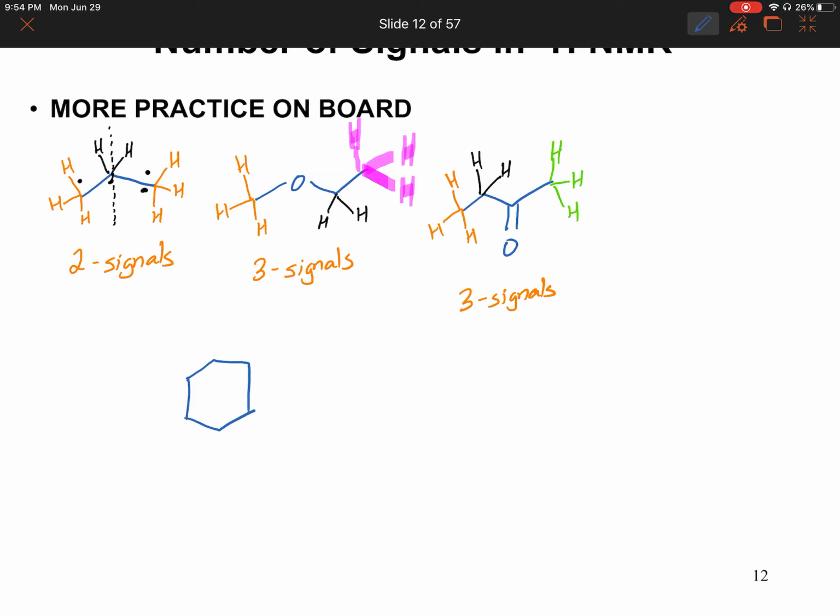Let's do that one. How many signals would you expect to see here? All right, so hopefully we realize that there is only one signal here, right? And if we look at that, we can draw out all those hydrogens. All of these hydrogens here are going to be in the exact same chemical environment. They're all going to be next to a CH2 on both sides. So there's only one signal here.